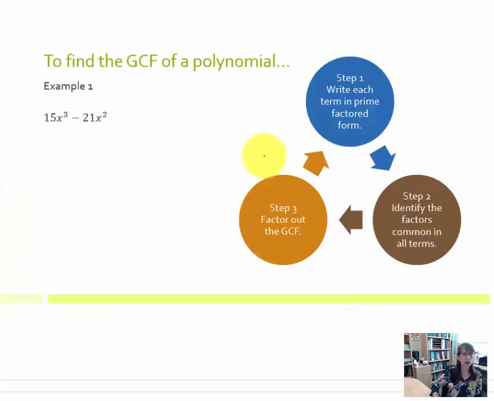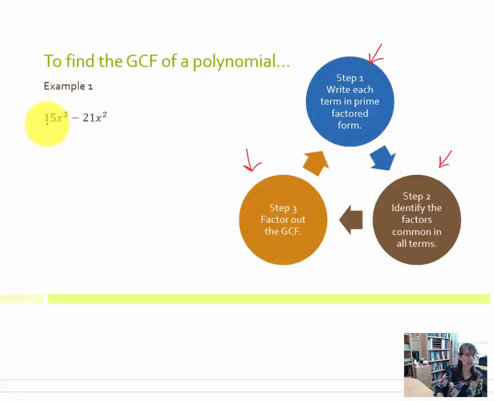To find the greatest common factor of a polynomial, we're first going to write each term in prime factored form. Next, we're going to identify the factors common in all terms. And last, we'll factor out that greatest common factor.